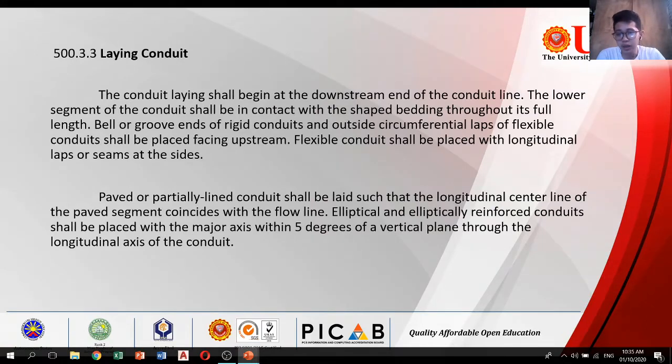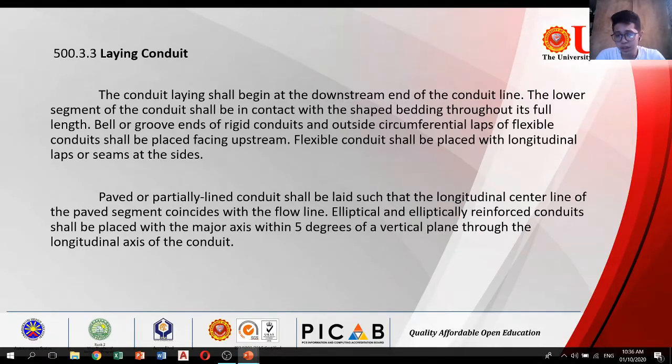Laying conduit. The conduit laying should begin at the downstream end of the conduit line. The lower segment of the conduit shall be in contact with the shaped bedding throughout its full length. Bell or grooved ends of rigid conduits and outside circumferential laps of flexible conduits shall be placed facing upstream. Flexible conduits shall be placed with longitudinal laps.